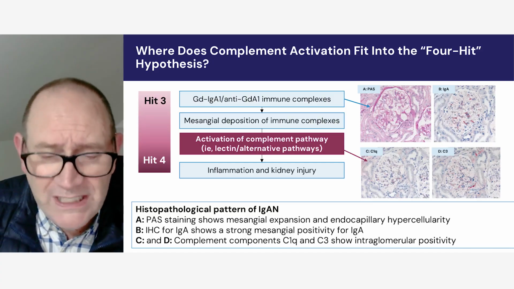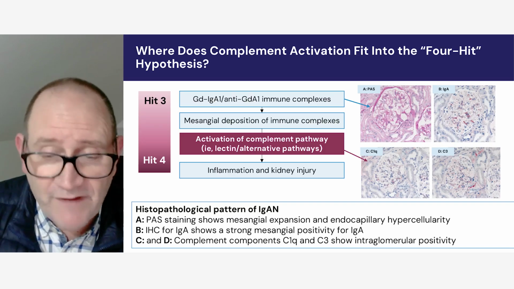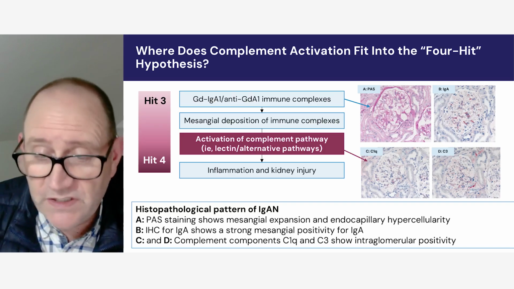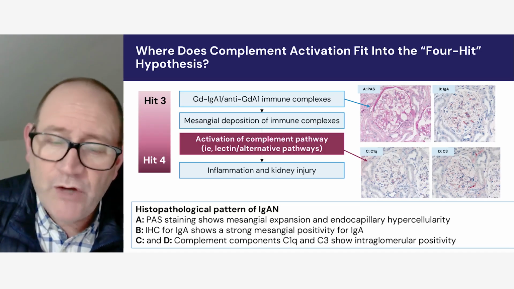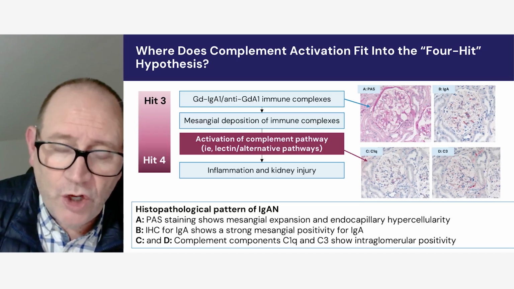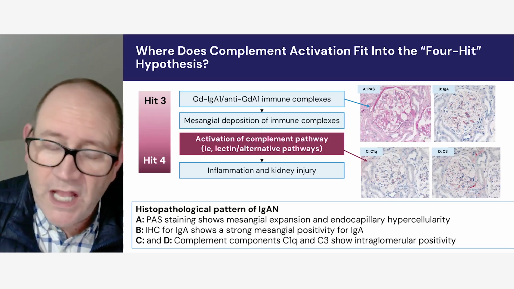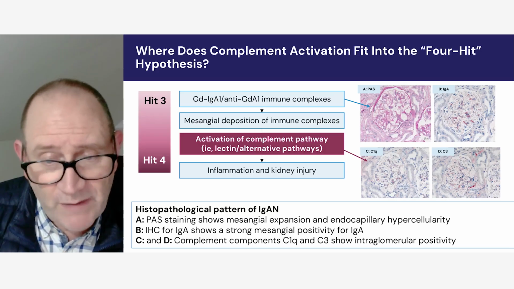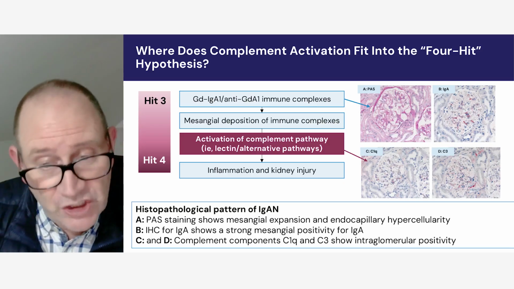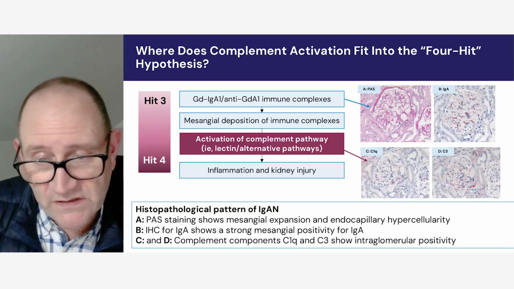that draw into the glomerulus other inflammatory cells, particularly monocytes and macrophages, and also generation of the terminal complement complex or membrane attack complex C5b-9. And that integrates into the cell membranes of glomerular cells, causing injury and potentially cell death.